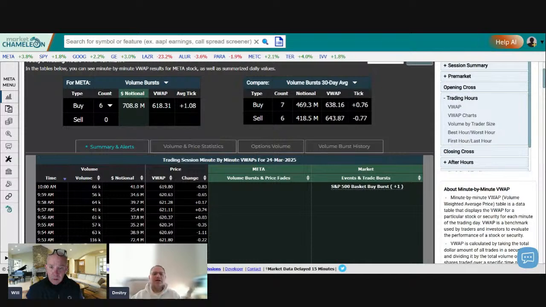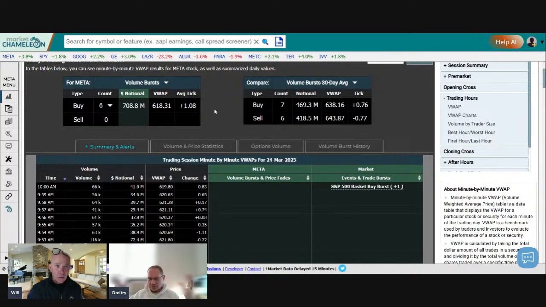So here we see that yesterday we had 6 buy volume bursts, 0 sell volume bursts, right? The buy volume burst totaled $708 million worth of stock for a VWAP price of $618.31 with an average uptick of $1.08.